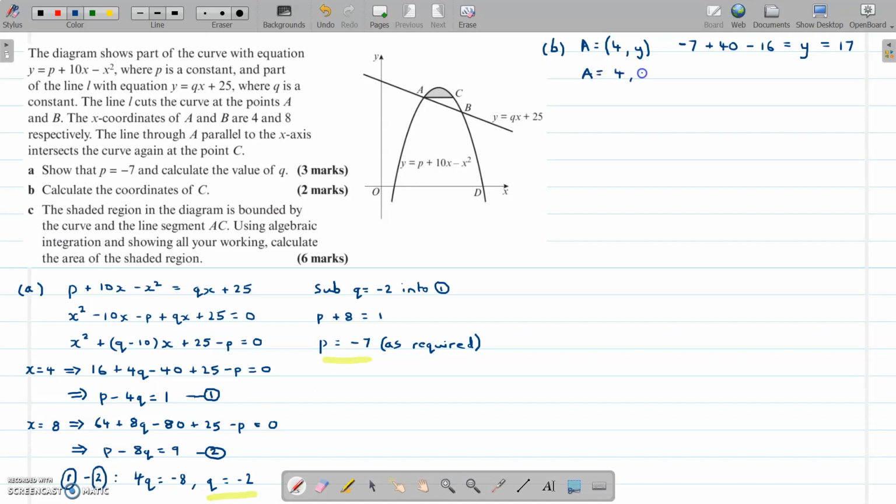(4, 17), that's supposed to say. So we know that the y coordinate of C is also 17 because it's a horizontal line. But we need the x coordinate. So at C, let's say here at C, y equals 17.